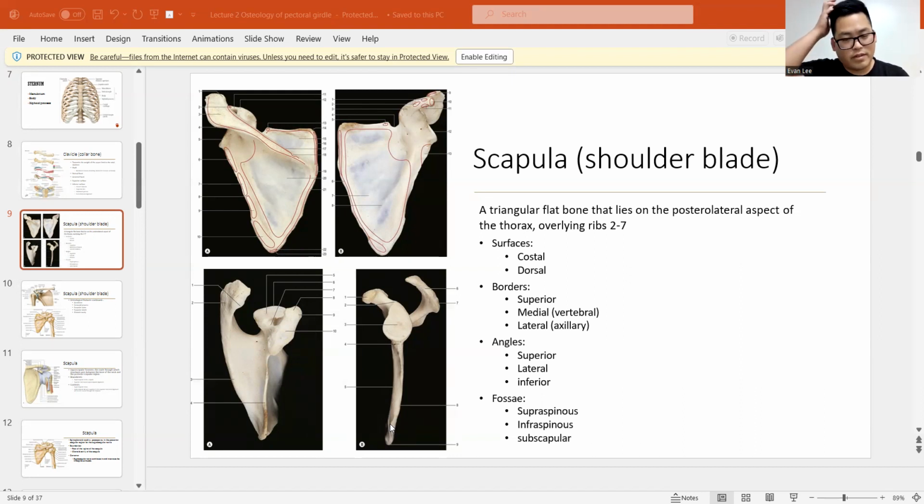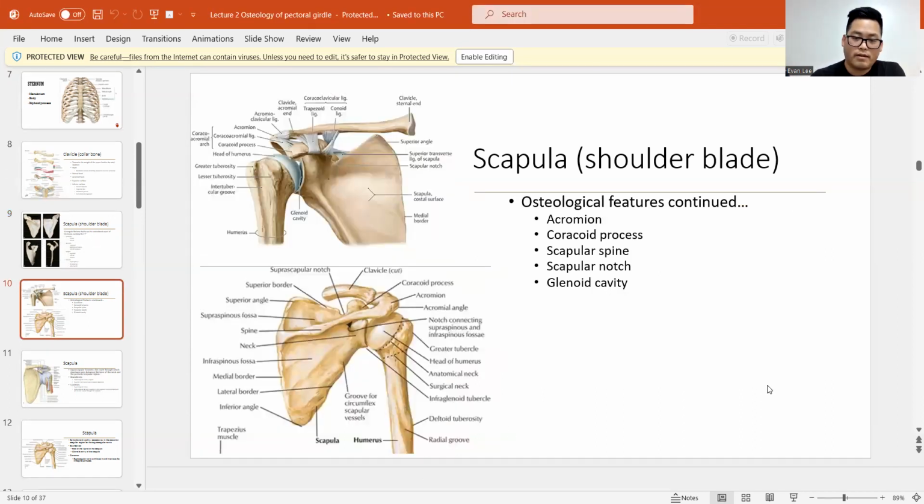So far, a few different major landmarks, a few different major fossae, but you also have a few projections that come off the bone as well. And once again, looking at the spine, what do you see? There's something right at the end of the spine, and this is called the acromion or acromion process. That is going to be able to connect to something else, which, if you recognize that word, you might think it's familiar because we talked about it on the clavicle. The clavicle has a sternal end, but also has an acromial end, which connects to the acromion.